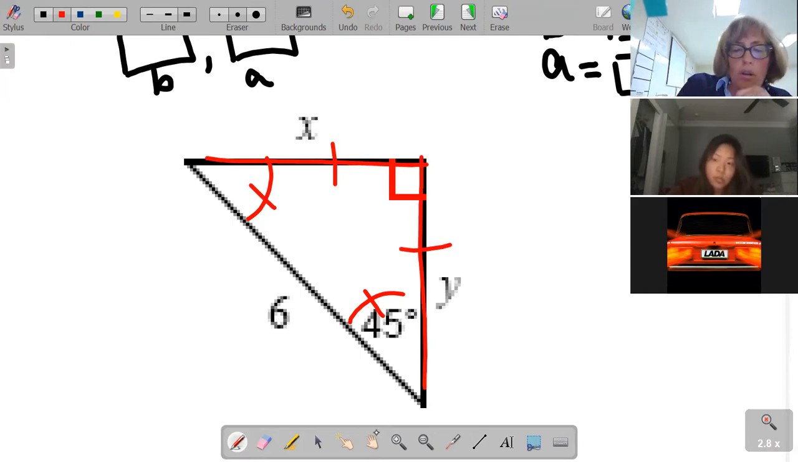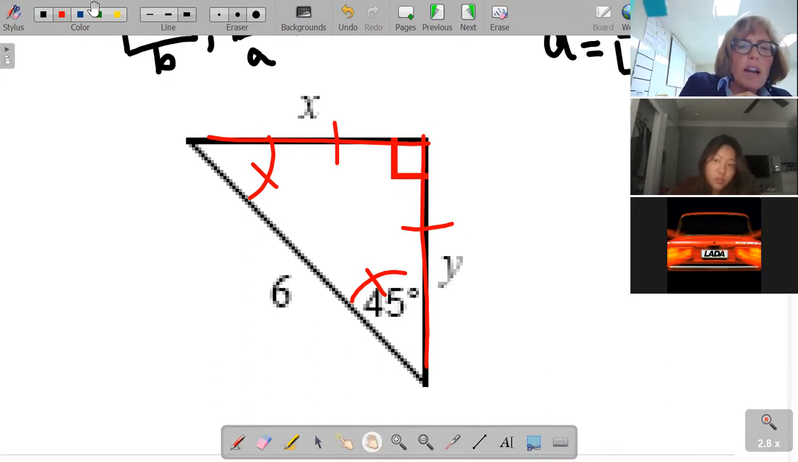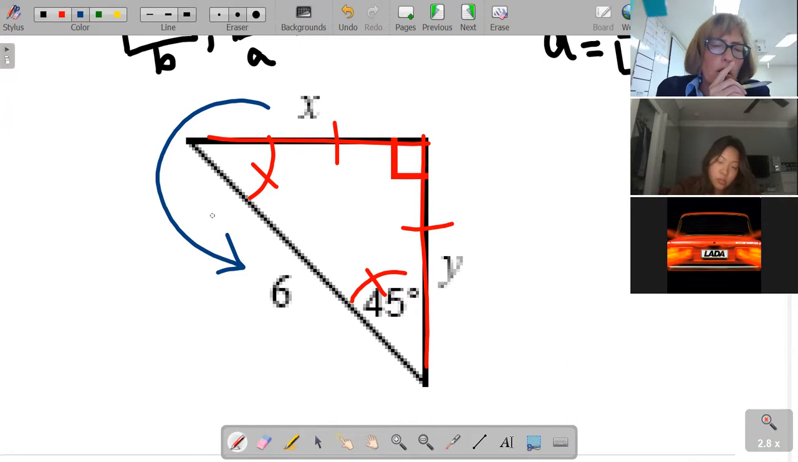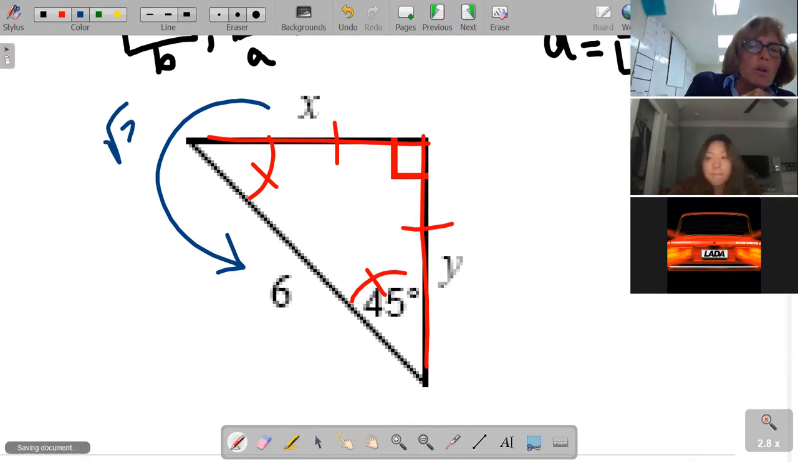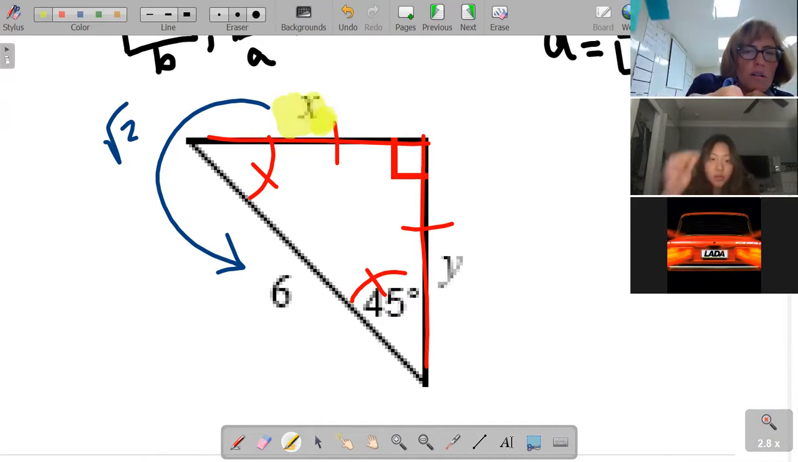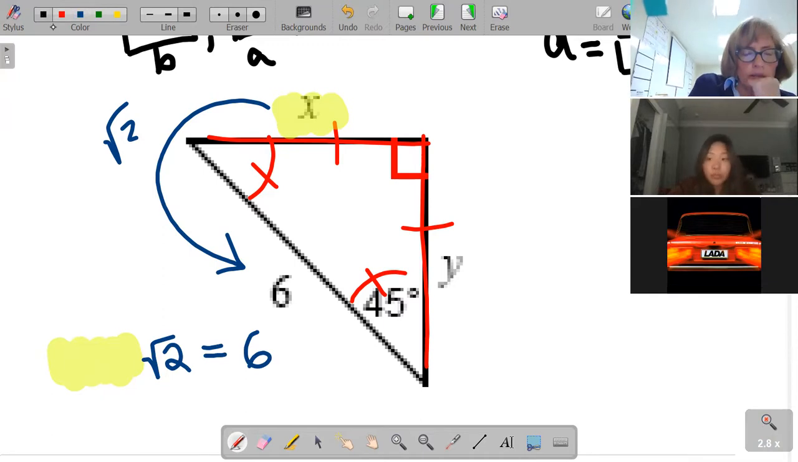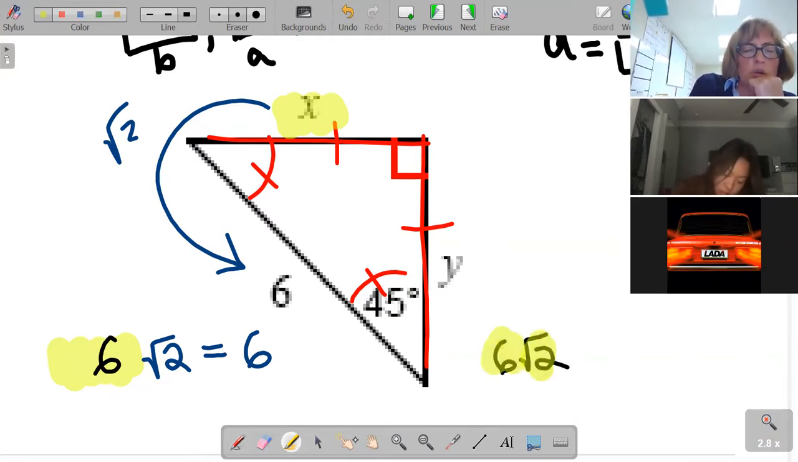So Lutfi, drawing an arrow from either leg to the hypotenuse, what are we multiplying by? Root 2. You are correct, root 2. So it reads like this. Something times root 2 is 6. Lutfi, what do you think goes in that something? 6. Okay, if I put a 6 there, I simply end up with 6 root 2, because outies and innies don't talk to each other. So it can't be 6.